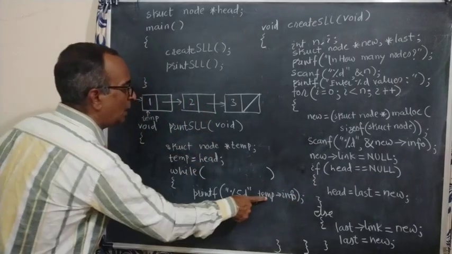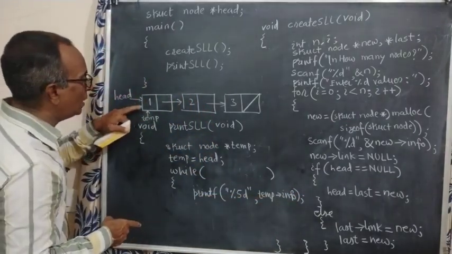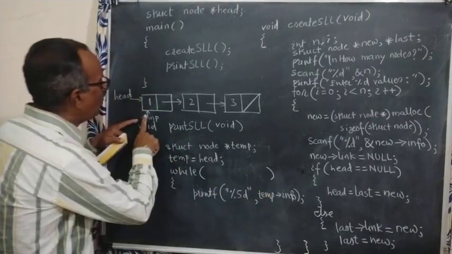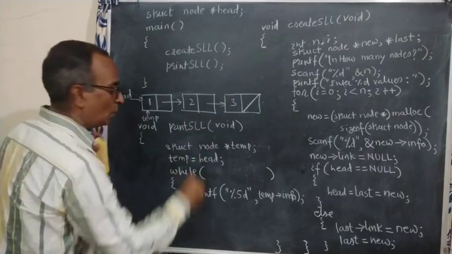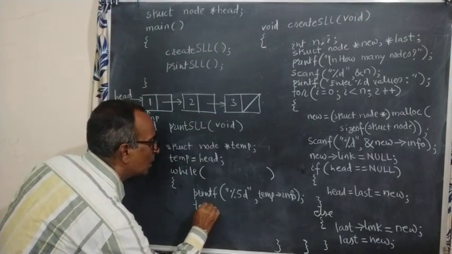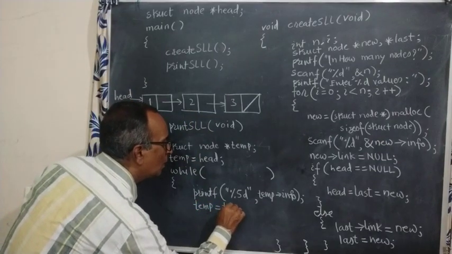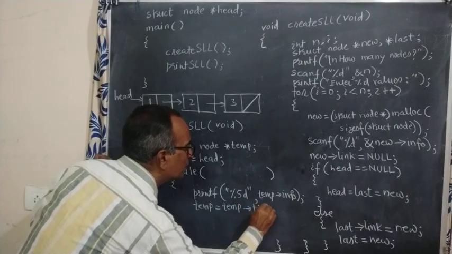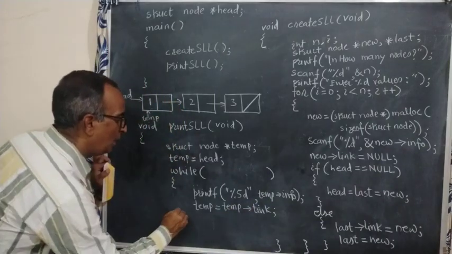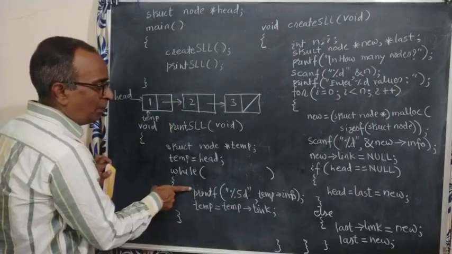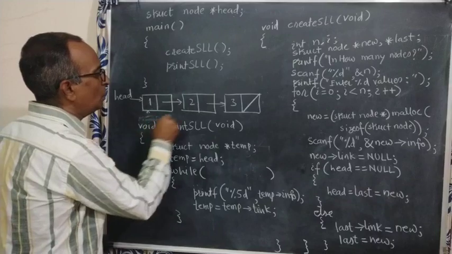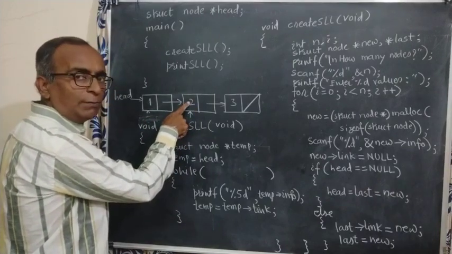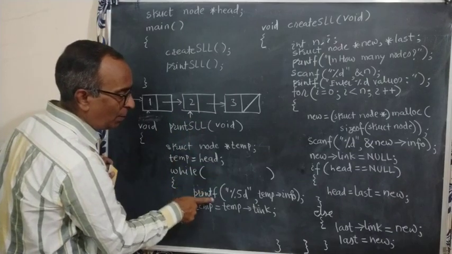After printing temp's info, temp is pointing currently here, and we have printed 1. After printing 1, you have to move this temp to the next node. How to move temp? Temp is given temp next, or link. We have moved. So this will print, this will move. Temp will point here. Temp is pointing to a node, so its information field will be printed.